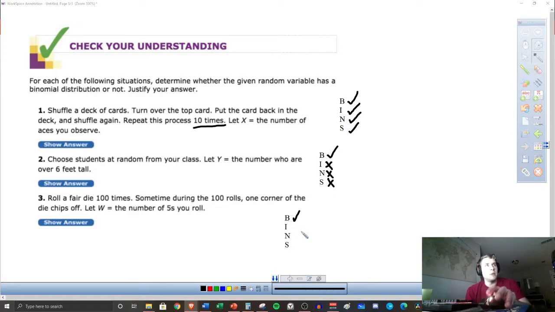Independent. Are die rolls independent? Oh yeah, we've talked about that. We have listed out things that are independent. Die rolls are definitely independent. So are coin flips. Okay. Next, is there a set number of trials? Yeah, 100.